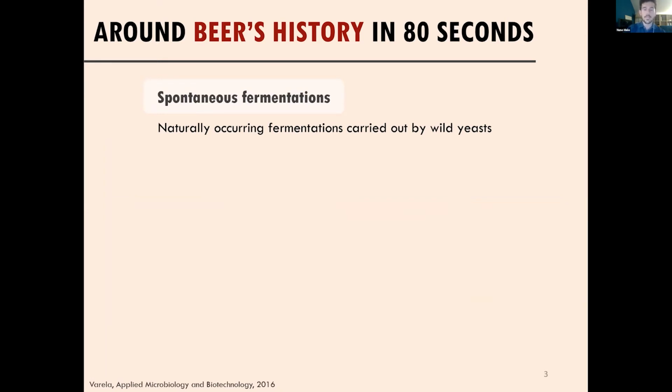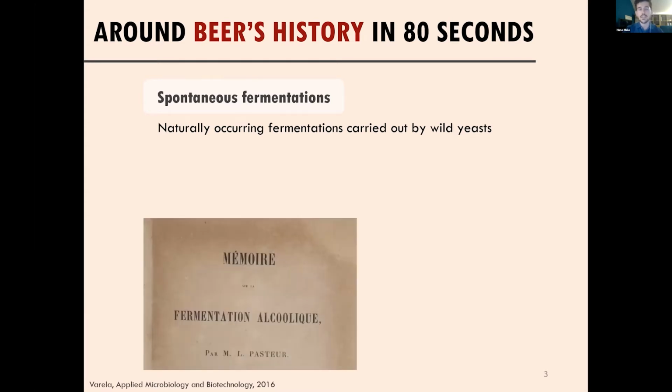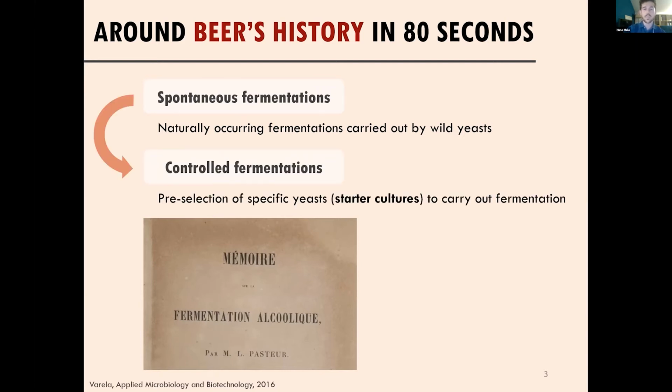Now, over time, we've had a change in this paradigm, particularly in the 19th century, due to the work of Louis Pasteur, who found that alcoholic fermentation was carried out by yeast. And in the last few centuries, we've actually learned a lot about yeast, so much so that nowadays, most beer is not produced by spontaneous fermentation, but by controlled fermentation.